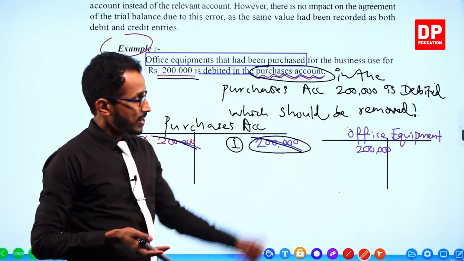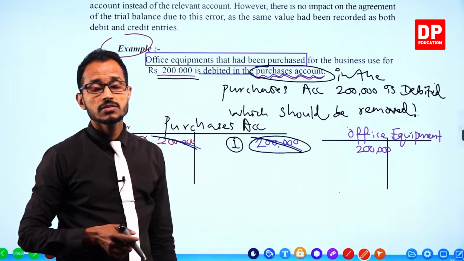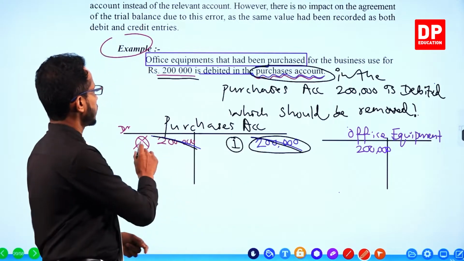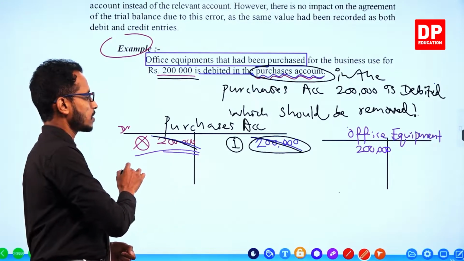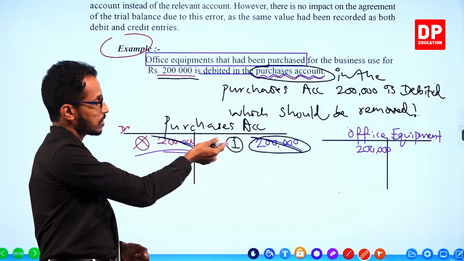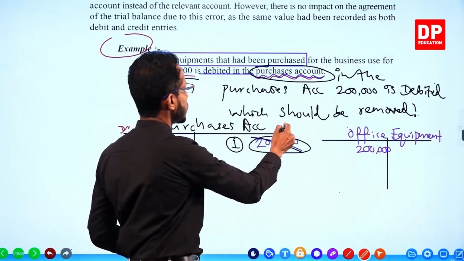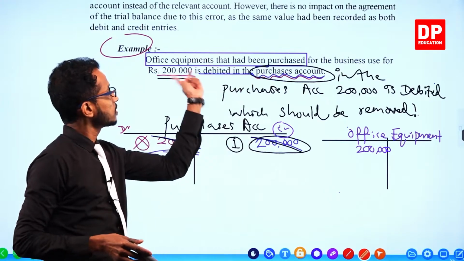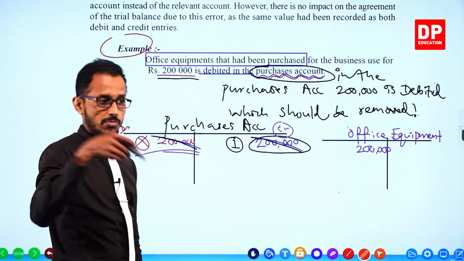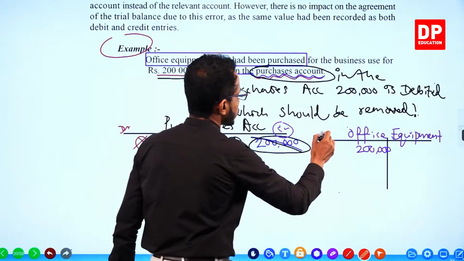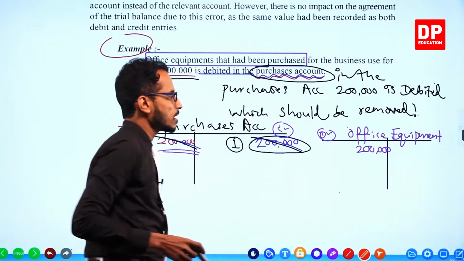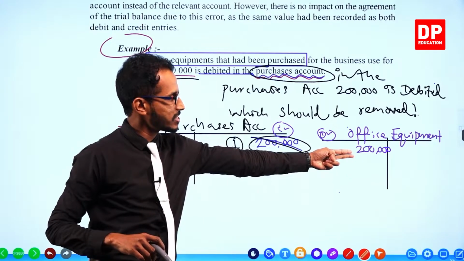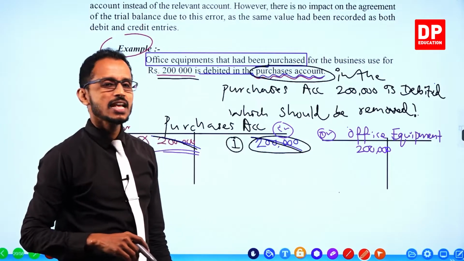Why? There should be an entry to record the office equipments purchased, because we cancelled off the purchases account. Now purchases account was credited, right? And there's no entry to record this new office equipments which we bought for the business. That is why we debit a new account called office equipments account. We put it to the debit side of office equipments account. That is the double entry.